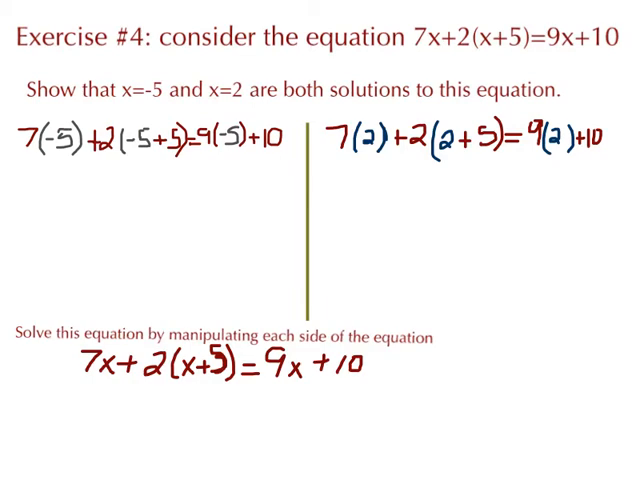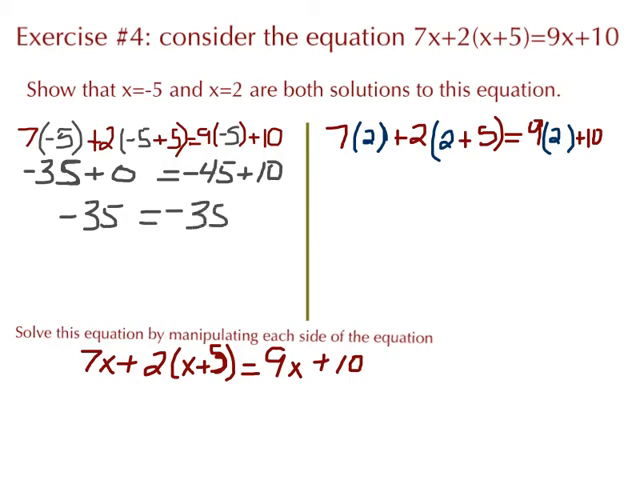So 7 times -5 gives me a -35. -5 plus 5 gives me 0. 0 times 2 gives me 0. 9 times -5 gives me a -45. Plus 10, it's going to give me a -35 equals -35. Let's go to the right-hand side and continue doing the math.